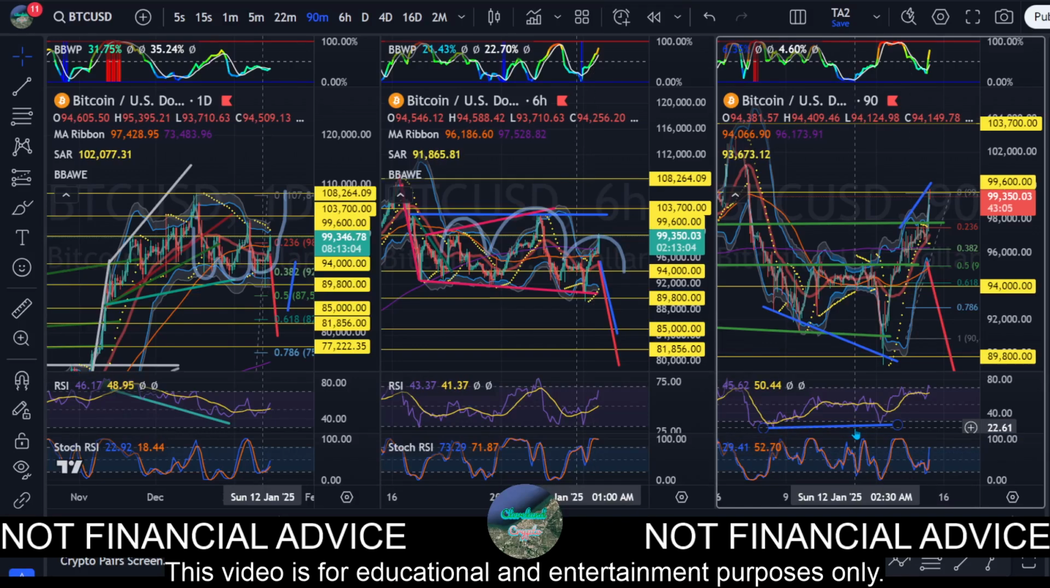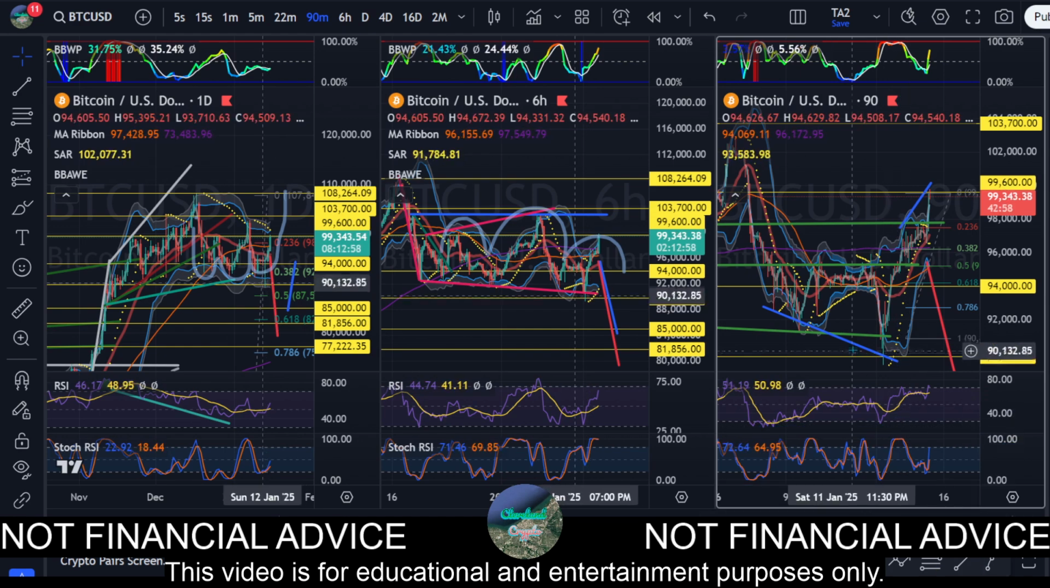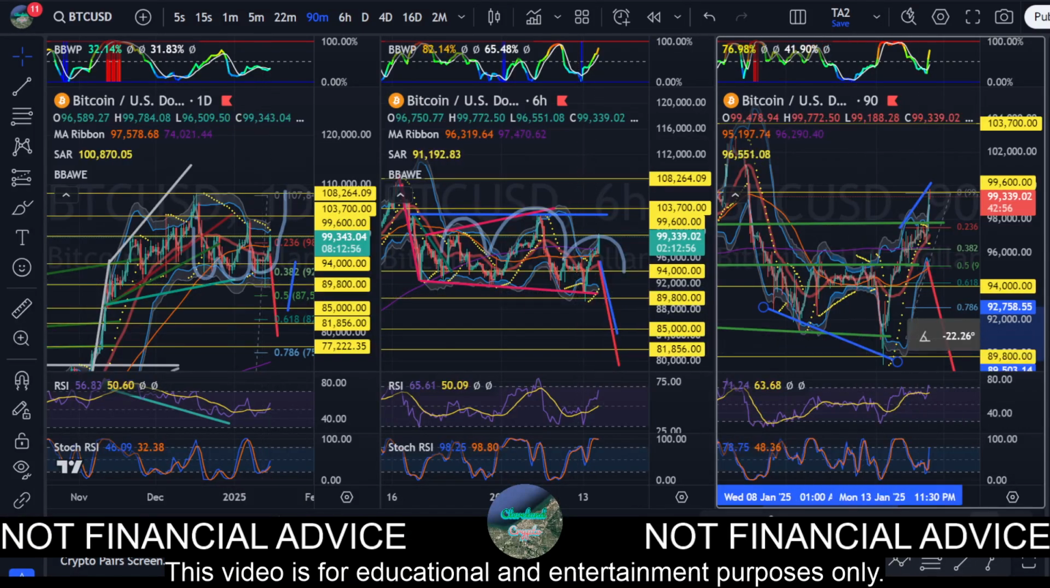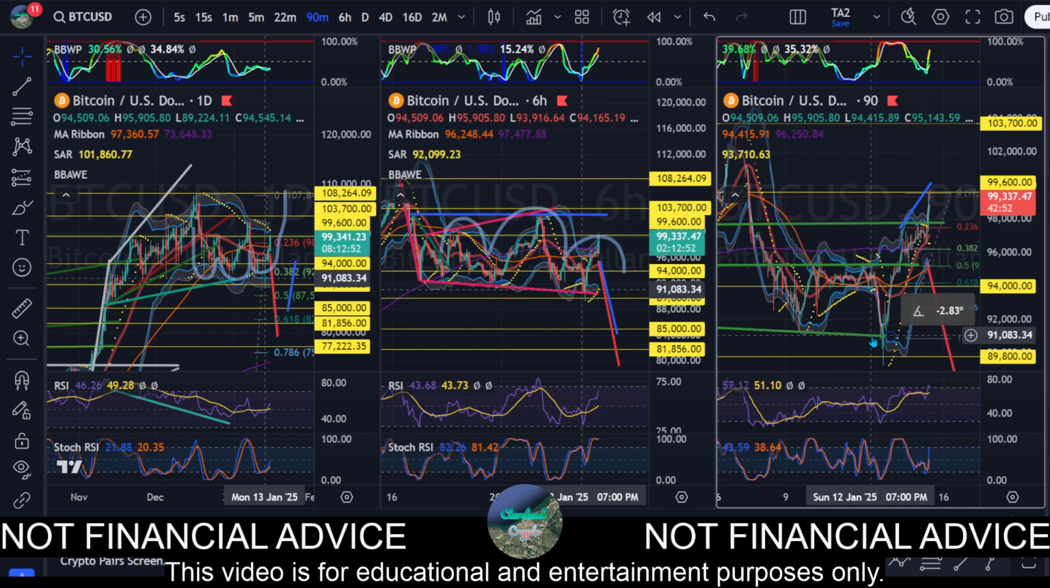We'll leave this bullish div here. And even though it's already played out, actually, we'll delete it. That bullish div has played out. Let's get rid of that. And yeah, okay.